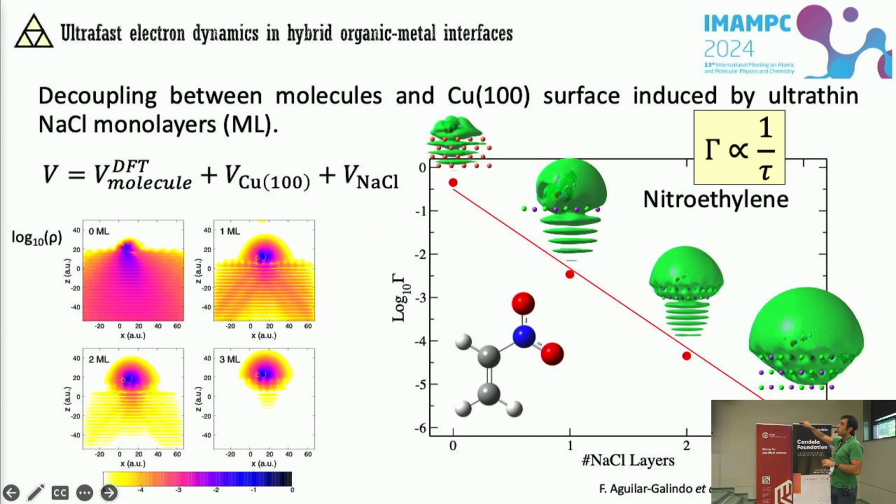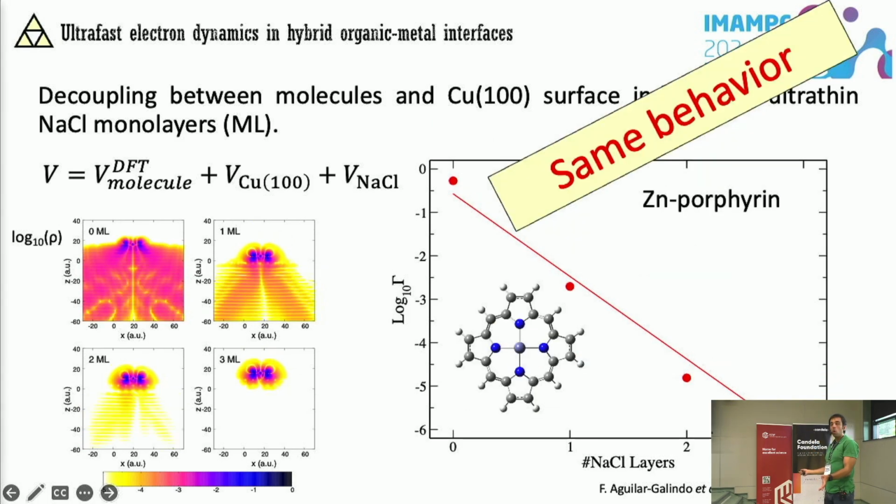With this methodology, we are also able to study lifetimes. We introduce some sodium chloride layers between the molecule and the surface, and we see an exponential decrease of the width. So we can increase the lifetime of the electron a lot before it comes back to the surface. And this is not only for this molecule. If we move to a totally different molecule, we see exactly the same behavior. So this is a universal behavior.